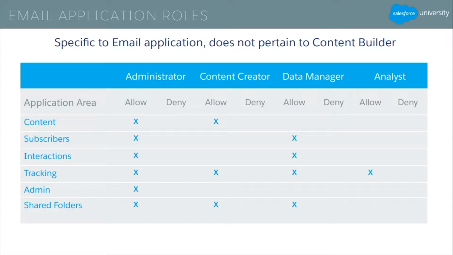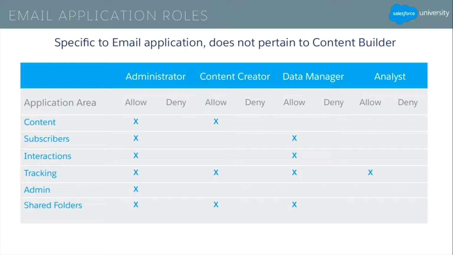So we have 4 application roles for the email application. So we have Administrator, which can work with the content, they can work with the data, they can work with the same actions that we can use in Automation Studio that are housed under the Interactions tab. They can view their tracking. They have access to admin. And then in the legacy email application, they have access to those shared folders.